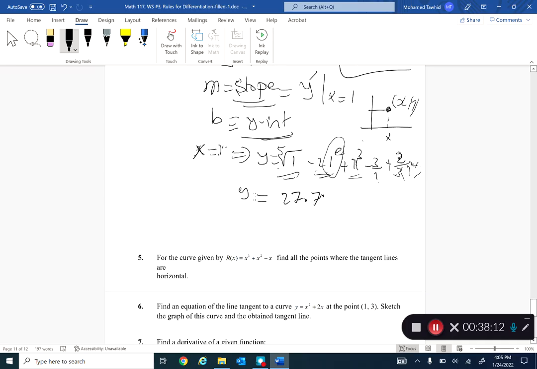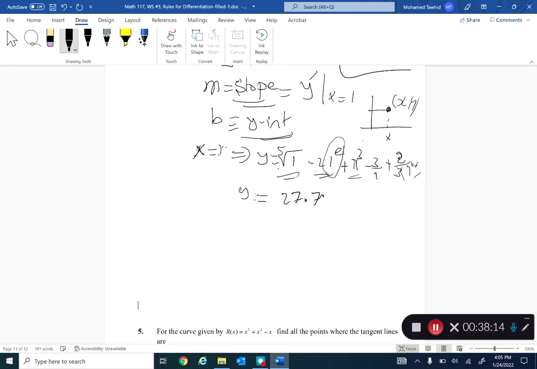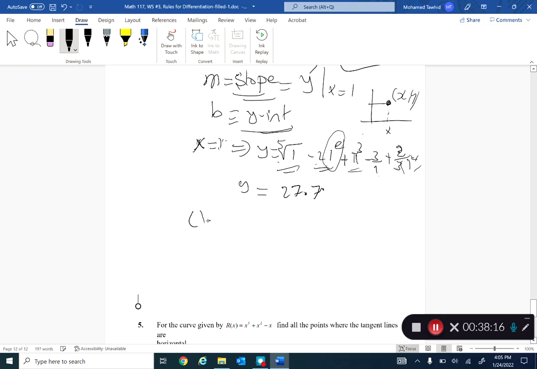So you have x equals 1 and y equals 27.7. That is your x and y. That point is going to help you find the y-intercept. Okay, so now I need to get the slope. How to get the slope? The slope here is nothing but the derivative at x equals 1.